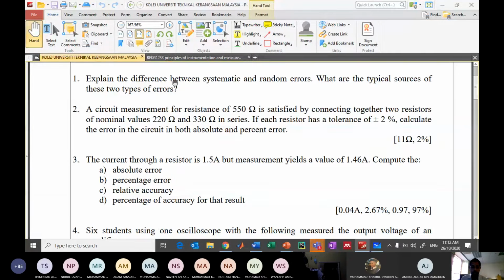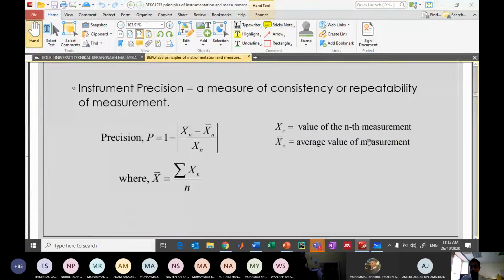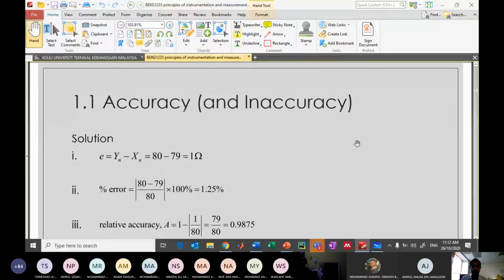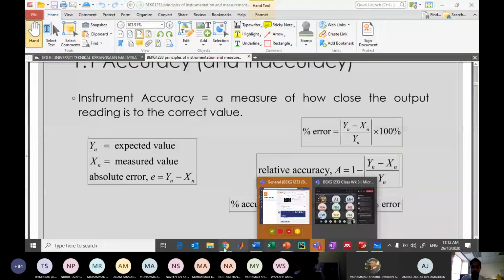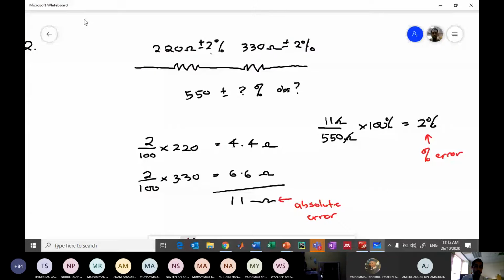So if you refer to the lecture note, you should refer to this slide here, where all the equations are given. Yeah, this slide here. All right, so let's do the exercise together. I hope you are doing this exercise together with me, so that you can save some time later.